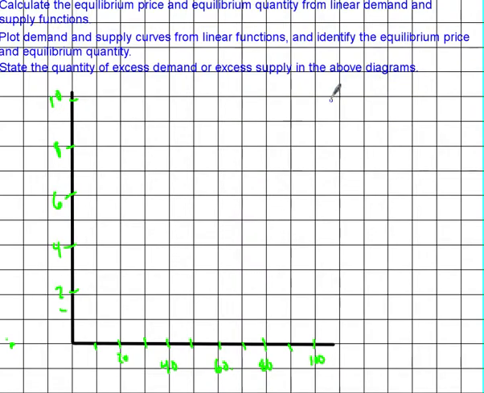We're going to take two lines. We're going to say that the quantity demanded is equal to 100 minus 10p, and the quantity supplied is going to be equal to negative 8 plus 8p. All right, and so what we want to do is be able to plot these curves.